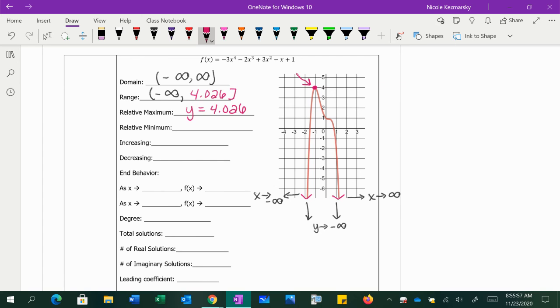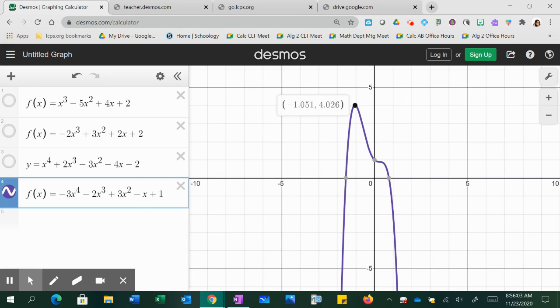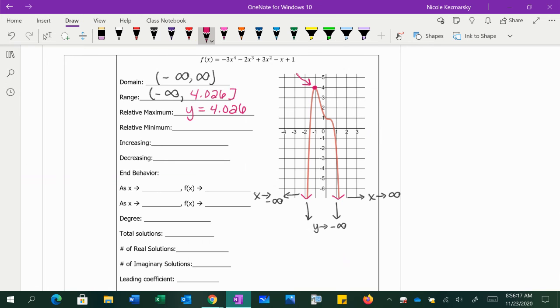For relative minimum, as we look at the graph, maybe there's something between 0 and 1, but let's let Desmos help us. So I see y-intercept, x-intercept on Desmos, but in between those two where there might be like a minimum or a maximum, I don't see any gray dots. And so Desmos is telling me no minimum.